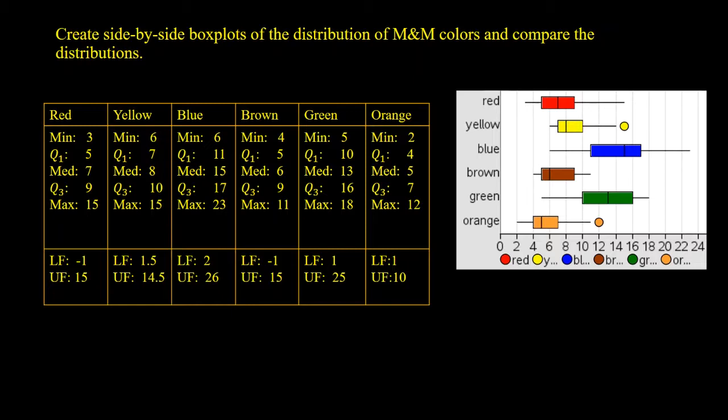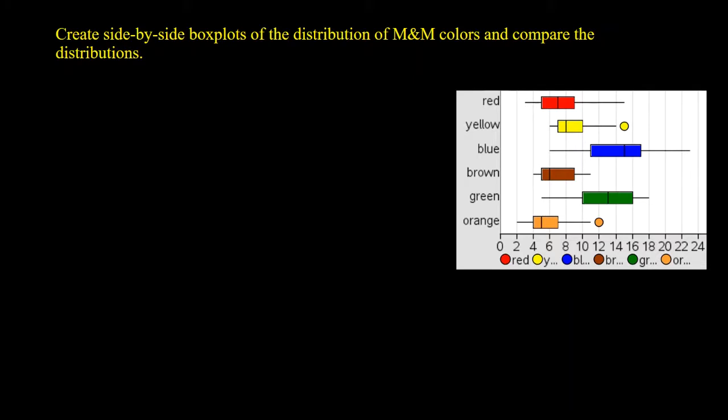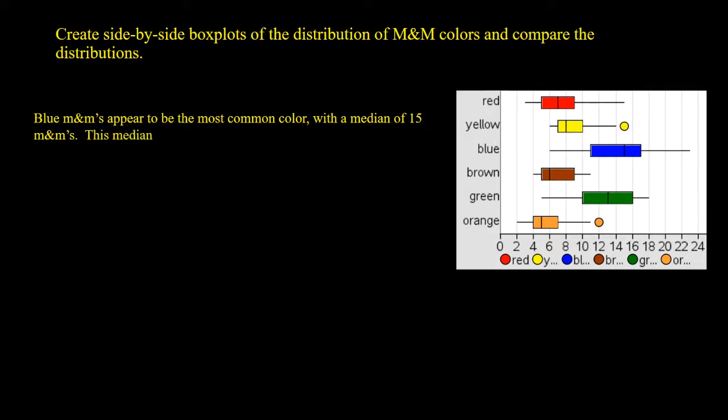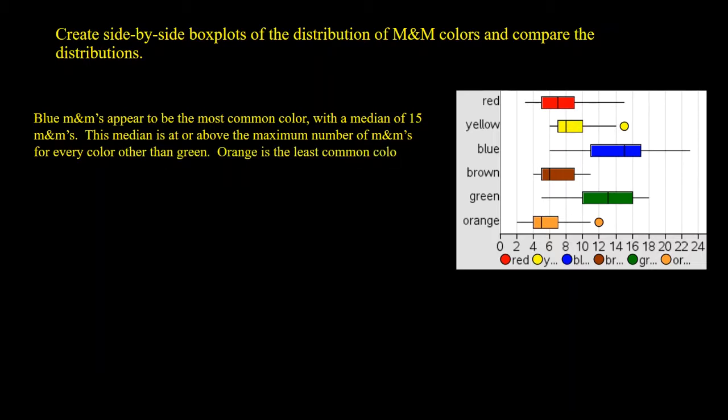Now we want to compare the distributions. Blue M&Ms appear to be the most common color, with a median of 15 M&Ms. This median is at or above the maximum number of M&Ms for every color other than green. Orange is the least common color of M&Ms, with a median that is below or at the first quartile of every other color.